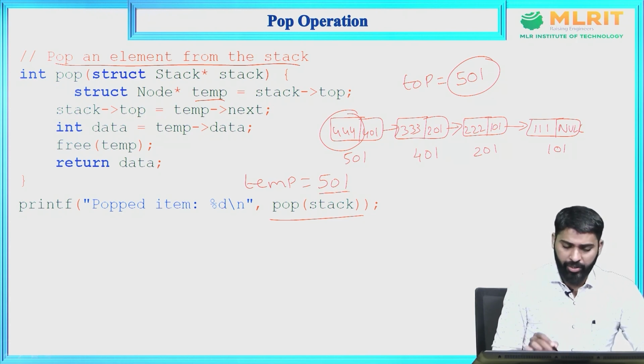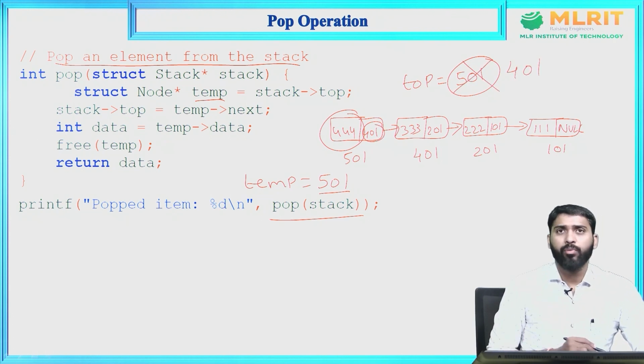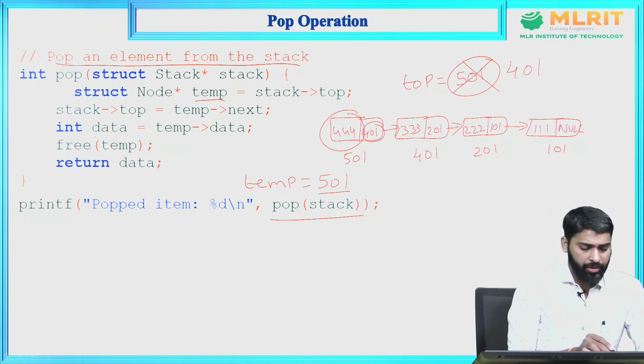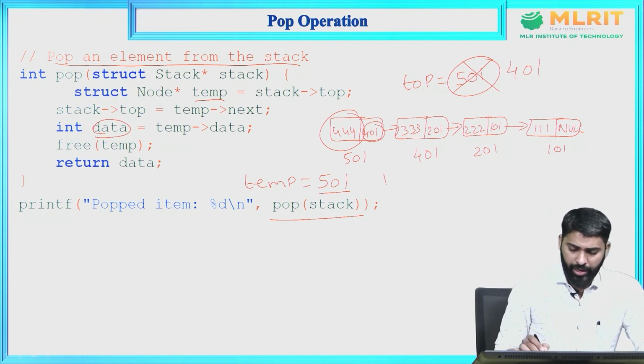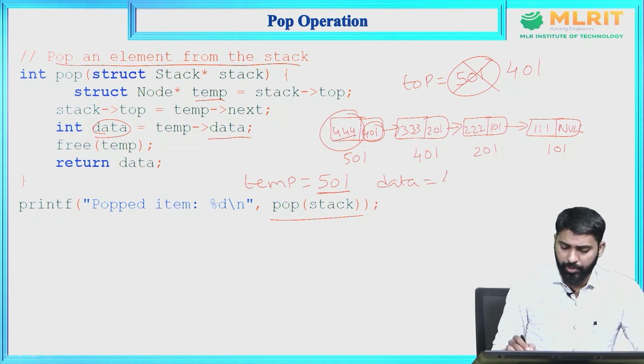What is the temp? 501. So 501 arrow next is 401. So now top is updated with 401. Here I am taking one variable data. So data equals temp arrow data. What is the temp? 501. 501 arrow data is 444.